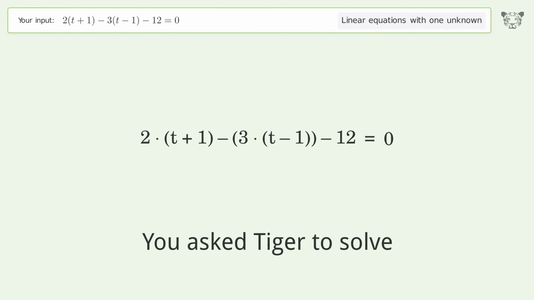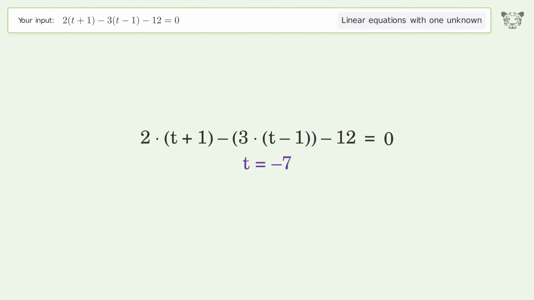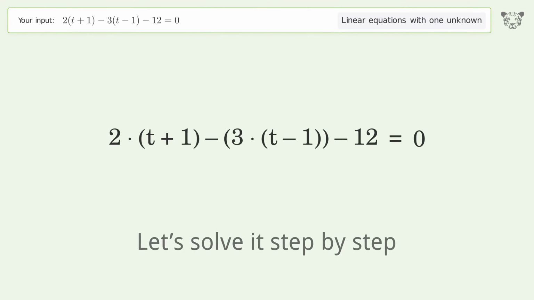You ask Tiger to solve this. This deals with linear equations with one unknown. The final result is t equals -7. Let's solve it step by step.